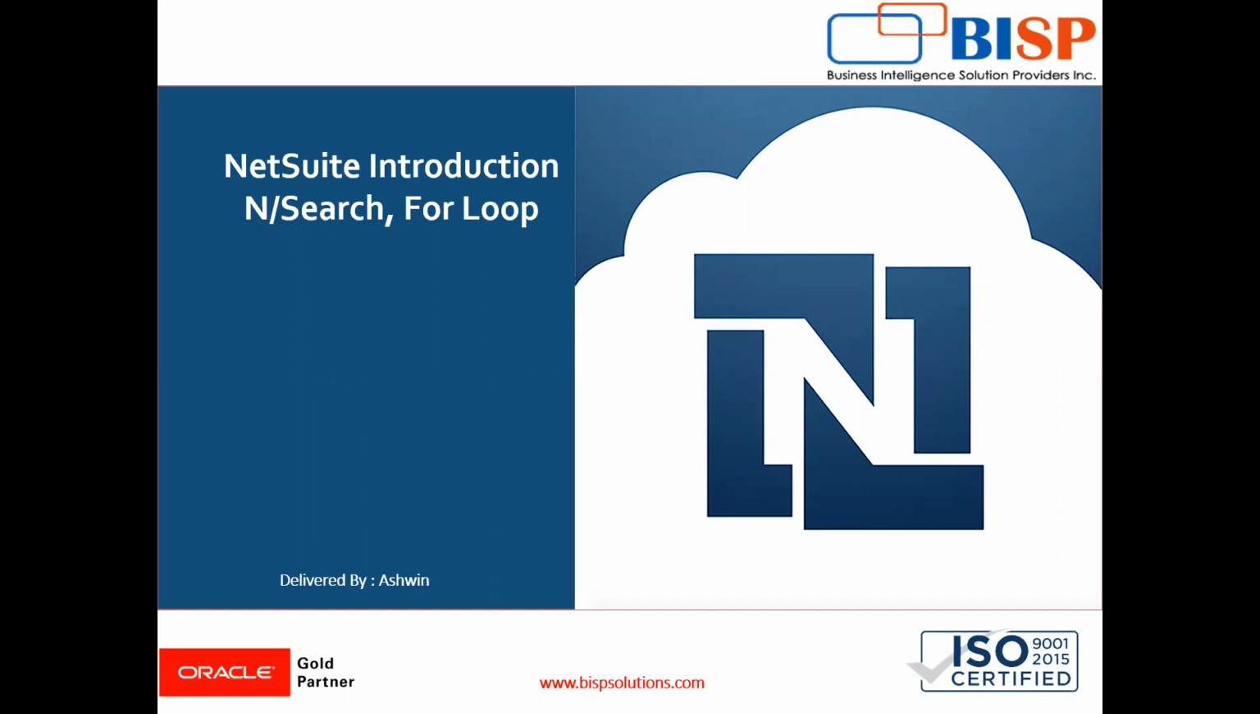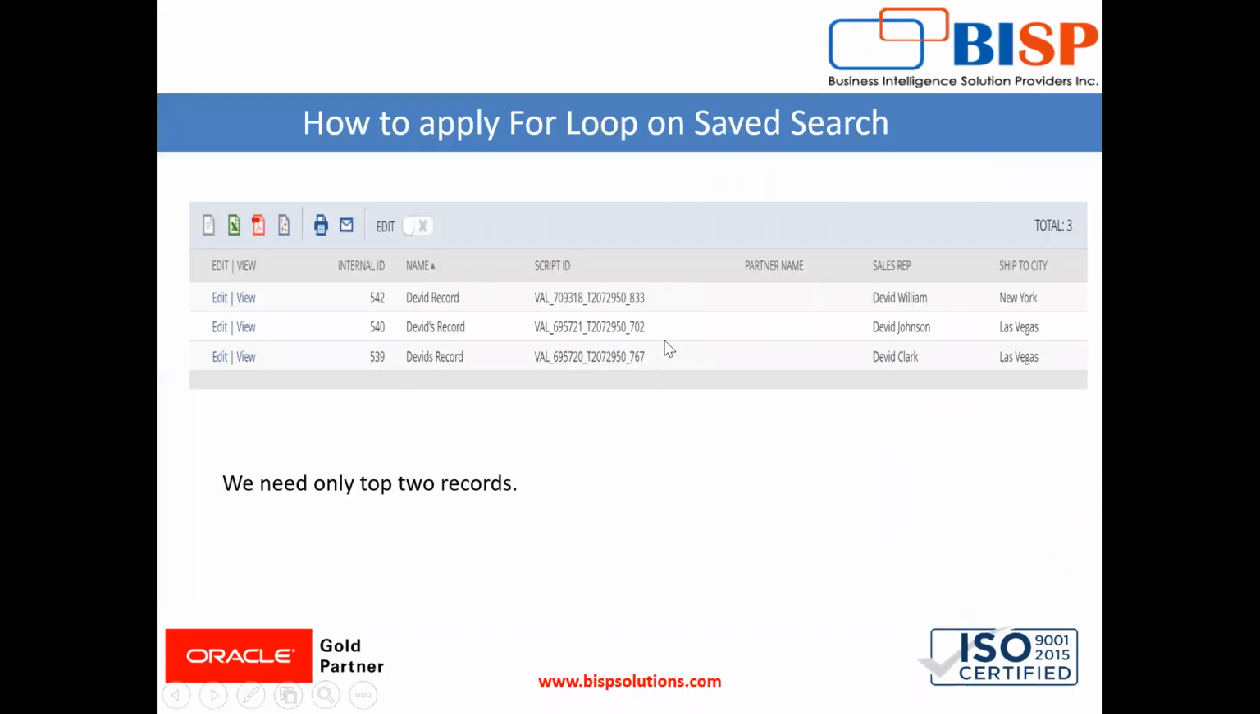Now in this video, we are going to see how to apply a for loop and the N/search module on a saved search. First of all, let me show you. This is our saved search and this is the name, David Records. Now we need to extract only the top two records. That means for this, we need to use a for loop. Now, let me show you.